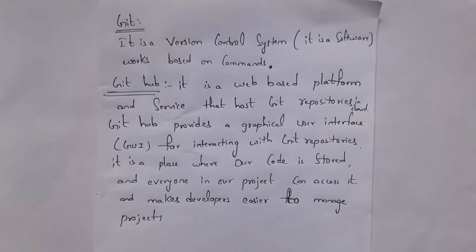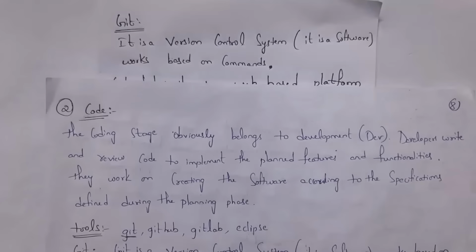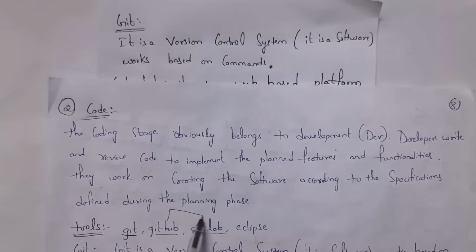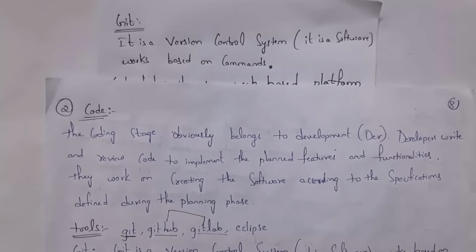Guys, whenever any developer made any changes in code, who made changes and when he made changes, that is seen in GitHub. So in DevOps code stage, these are tools that we use. One is Git, next one is GitHub and next one is GitLab. Guys, GitHub and GitLab both are same, but they are developed by different companies.